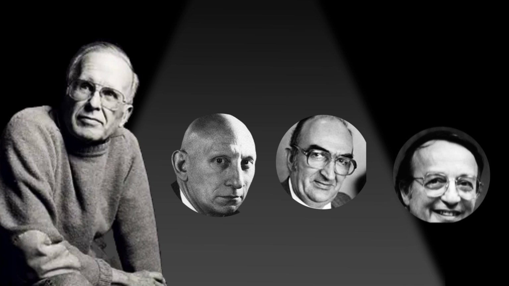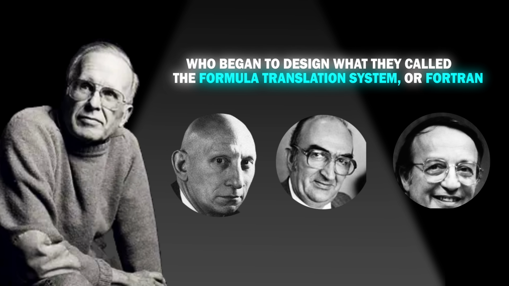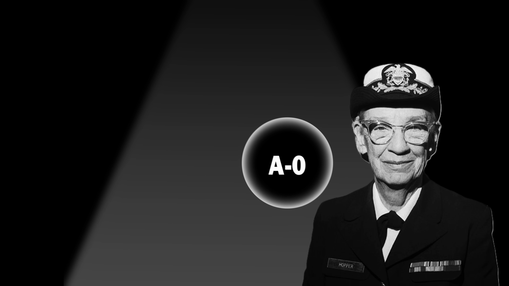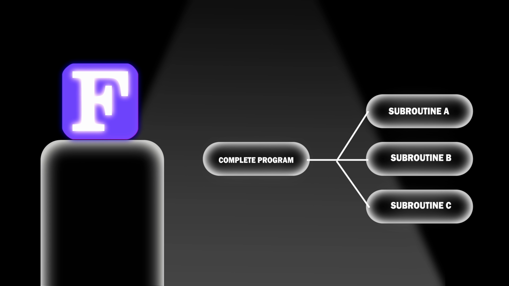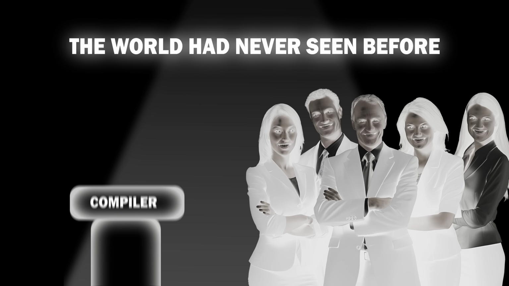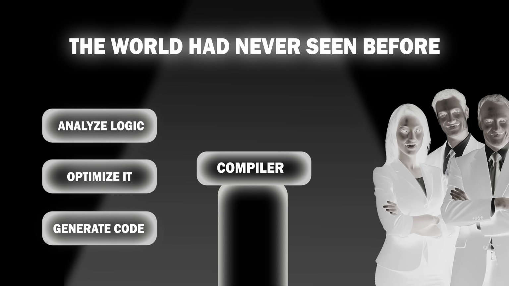But Backus insisted. He assembled a small team, Alan Perlis, Roy Nutt, Dick Goldberg, and others, who began to design what they called the Formula Translation System, or FORTRAN. Unlike Hopper's compilers, which focused on linking subroutines, the FORTRAN compiler would take entire algebraic expressions, something like this, and turn them into efficient machine instructions for the IBM 704. To do that, the team had to build something the world had never seen before. A compiler that could analyze logic, optimize it, and generate code as good as a human engineer.